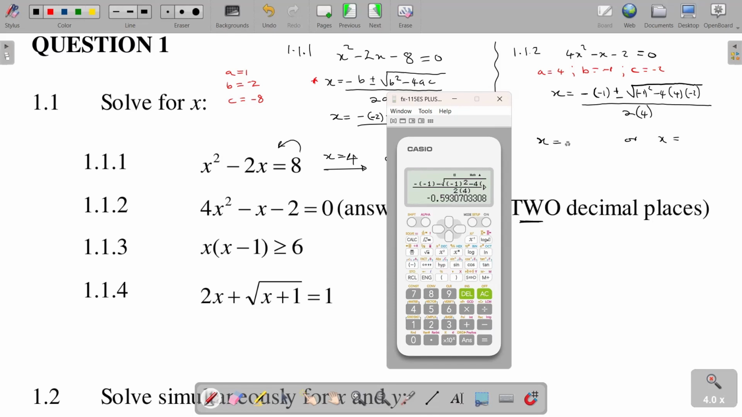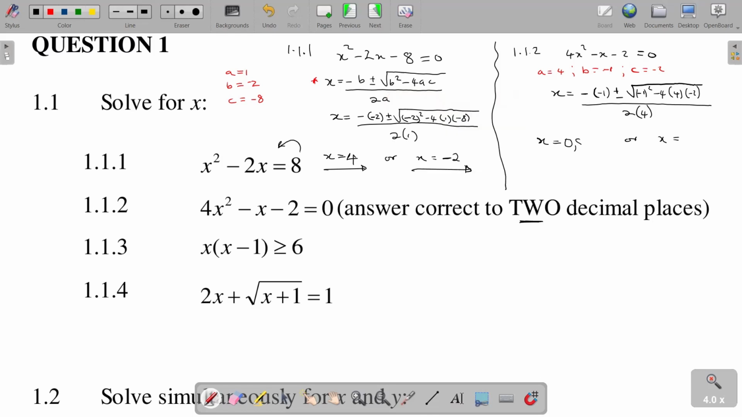So it is 0.84. Then the other one is going to be 0.59, which is negative. Then we move, we are on 1.1.3.